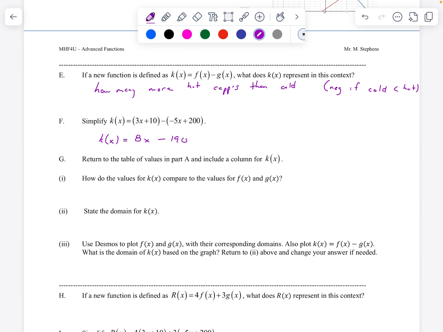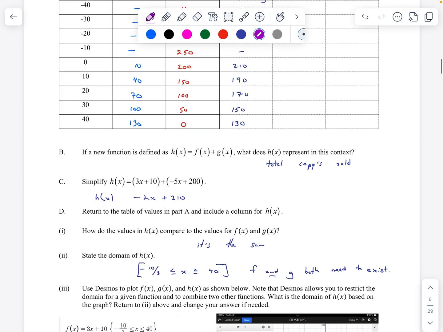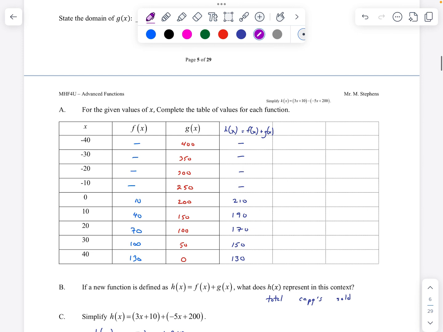Return to the table and include a column for K of X. Well, there's two ways you could do this. You could use the equation, or you could say, well, this is F minus G. So I can do 130 minus 0, which gives me 130. 100 minus 50 is 50. 70 minus 100 is negative 30. 40 minus 150 is negative 110. 10 minus 200 is negative 190.